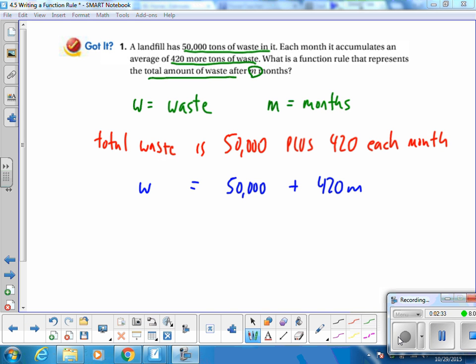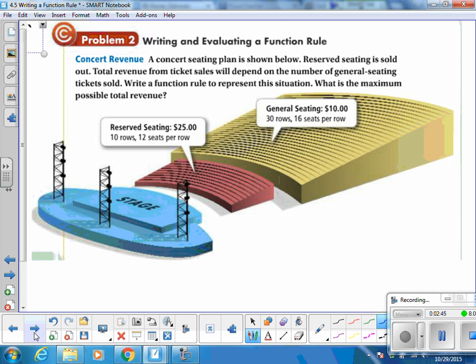How'd you do? Total waste is 50,000 plus the 420 per month. And you can use this equation to determine what's going on each month and how much is in the landfill. Let's look at writing and evaluating a function rule here.